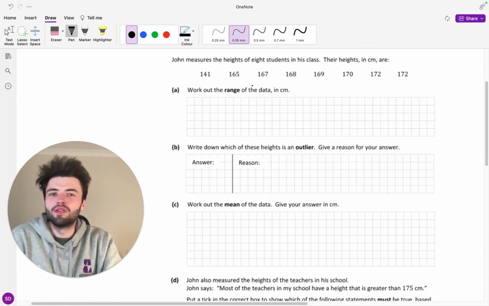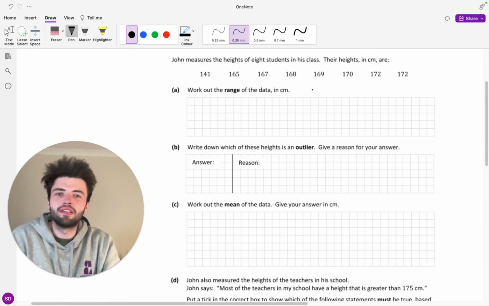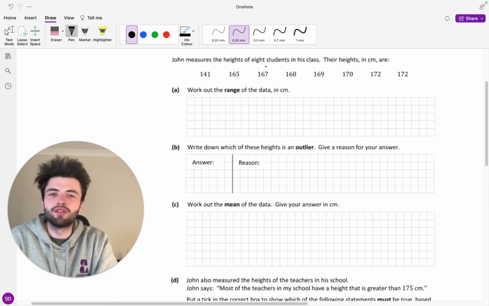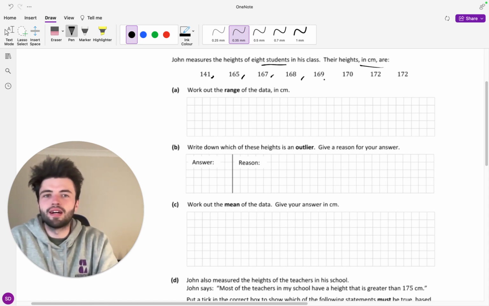So this is going to be a question which is dealing with statistics, and to get straight into it, we're told that John measures the height of 8 students in his class, and their heights in centimeters are as follows. And we're given this list, so it goes all the way across, and lists all the heights of the students in John's class, and we're asked to work out the range of this data.